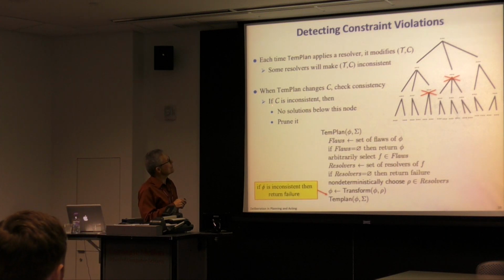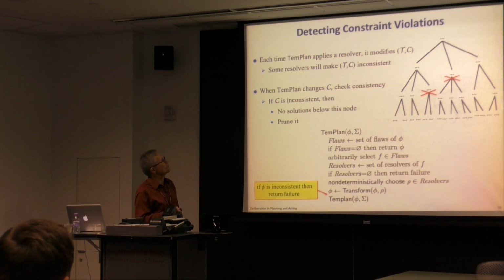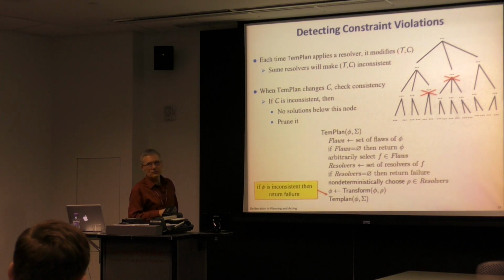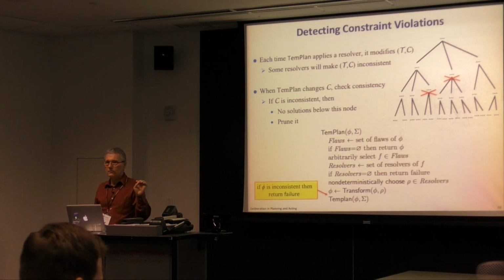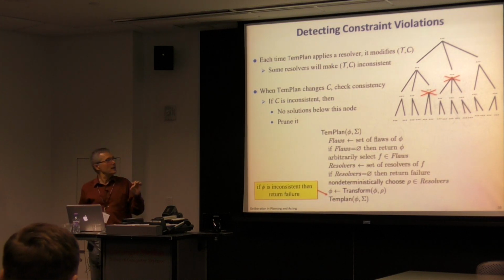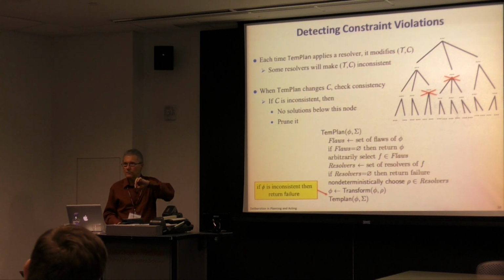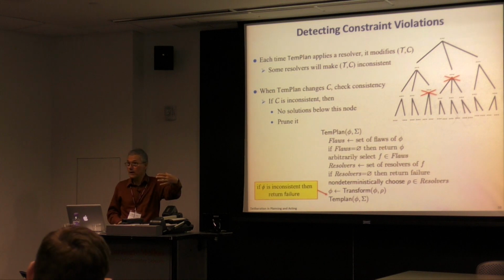Notice I only said we're going to check whether C is inconsistent. One could try to check the temporal assertions. That gets more complicated. Checking C is a little bit easier. And it's not going to detect all of the inconsistencies, but it's going to detect some, and that's going to be a big win for speeding up the algorithm.